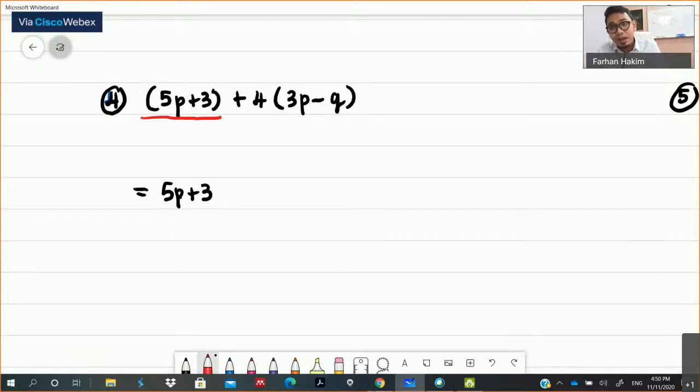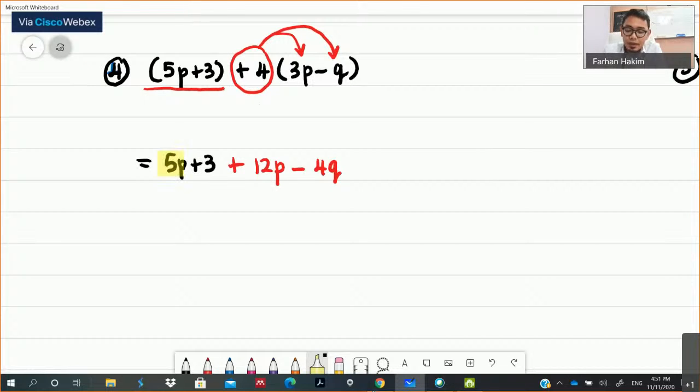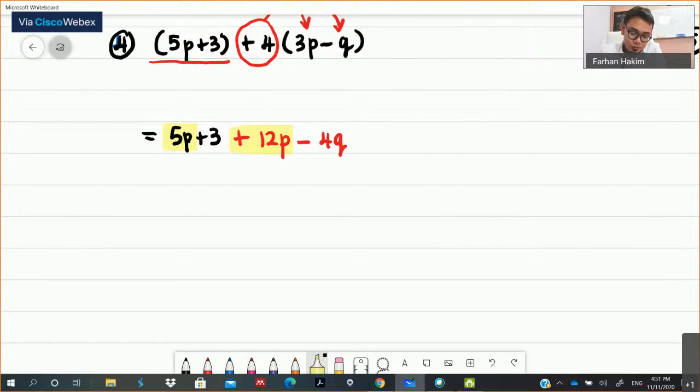What I need to expand is the second term dekat belakang ini. Positive 4 ni nak masuk ke dalam ini. Dan juga ke dalam ini. Alright, so I'll just do one by one. So positive 4 multiplied by 3 will get positive 12p. And we have positive 4 multiplied by negative q will get negative 4q. Okay. So now we have to find those like terms. 5p dan juga 12p. Positive 12p. Alright. So now kita susun.